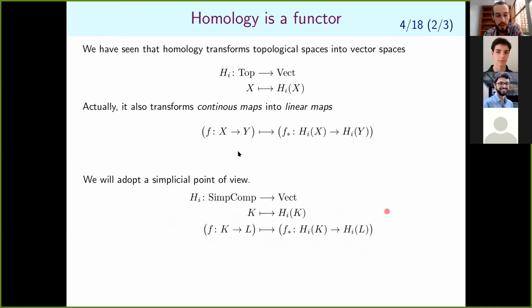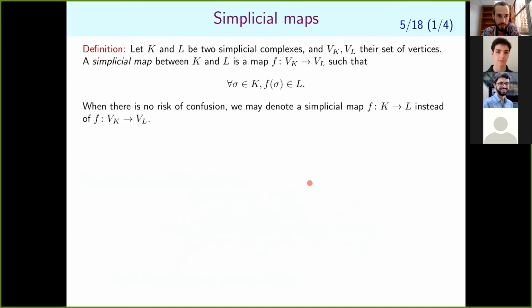But first, we have to wonder, what is it, a map, actually, between simplicial complexes, right? There is an equivalent of continuous maps for simplicial complexes, and this is called simplicial maps. So I give you the definition here. Consider two simplicial complexes, K and L, with a set of vertices VK and VL. A simplicial map between the simplicial complexes K and L will be a map between the vertex sets, right? That satisfies this condition. If I take any simplex of the first simplicial complex, its image has to be also a simplex of the second simplicial complex.